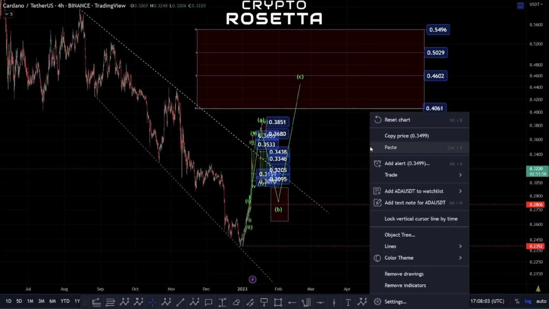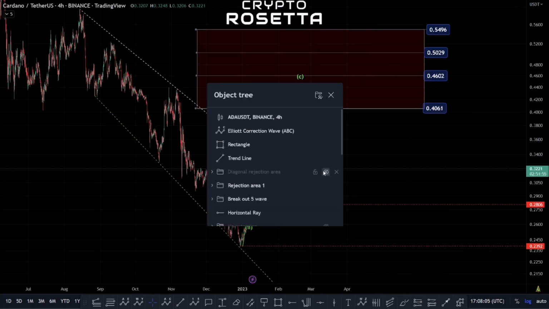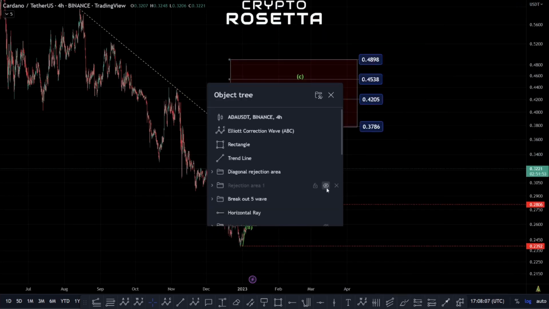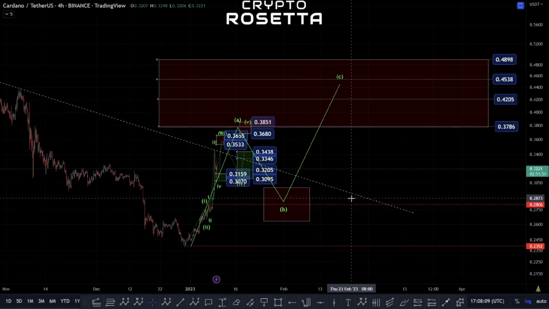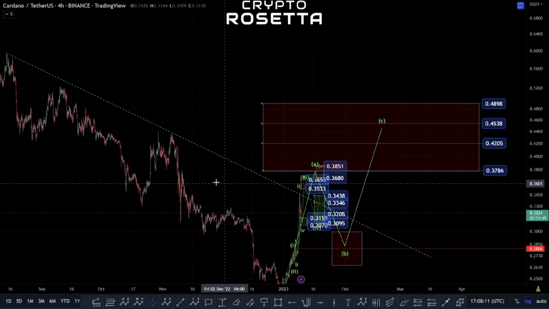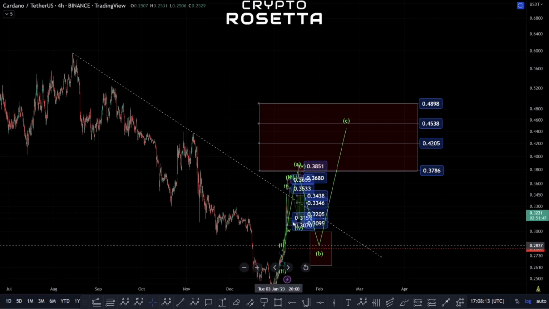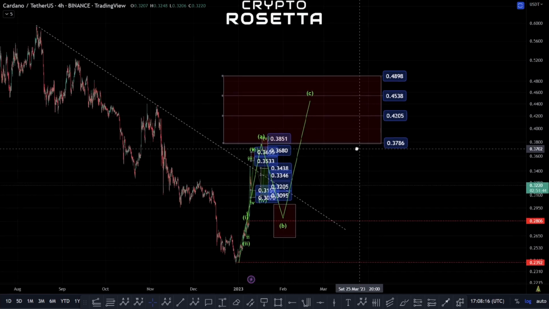So now there's another way of looking at this, and potentially if we're looking at it from this diagonal rejection zone, this is slightly different, and what that looks at is that we have this potentially as a wave 1 and a wave 2 up into this area.